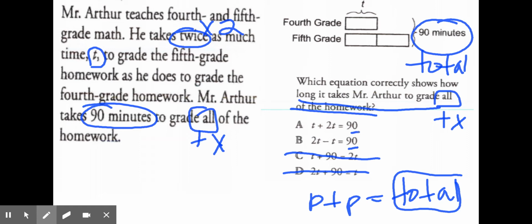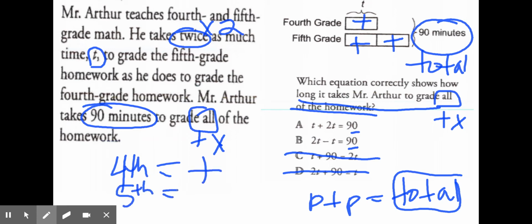Now the next part, I'm going to show you a little trick. Do you see how 4th grade up here has a T and a box underneath it? Well, I can put a T in that box. Now look at 5th grade. You notice 5th grade's boxes are the same size as the 4th grade boxes. So since the 4th grade box is a T and the 5th grade boxes are the same size, they're T's also. So 4th grade was T and 5th grade was 2T. So I'm going to put 2T.